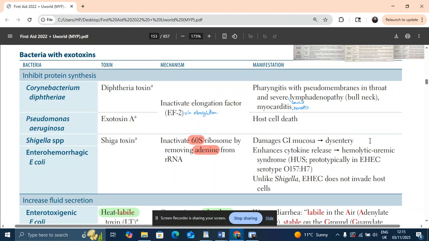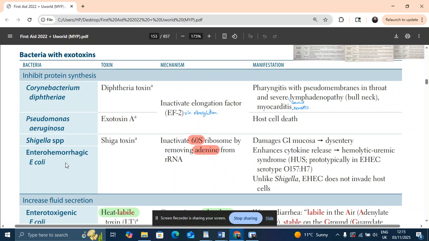They also cause enterohemorrhagic E. coli, O157. Enterohemorrhagic E. coli, commonly O157:H7, produce Shiga toxin, and they cause hemolytic uremic syndrome. First they cause dysentery, and then they eventually cause hemolytic uremic syndrome. So now we will talk about hemolytic uremic syndrome.